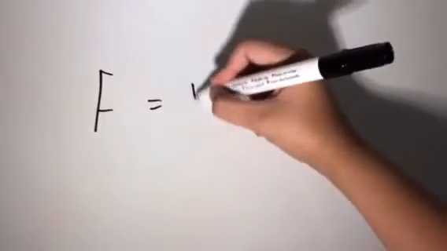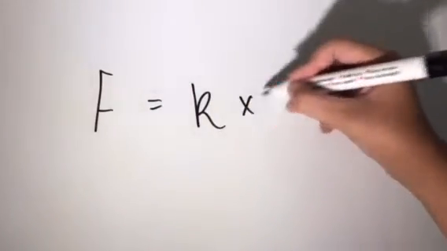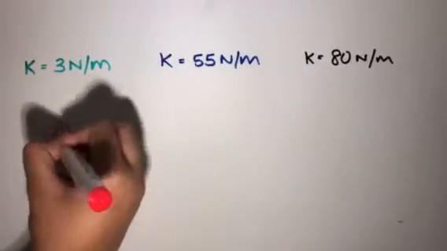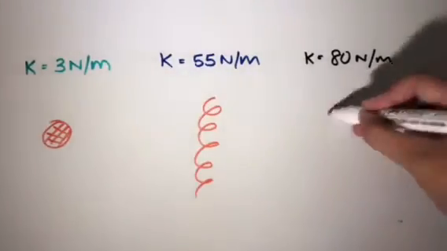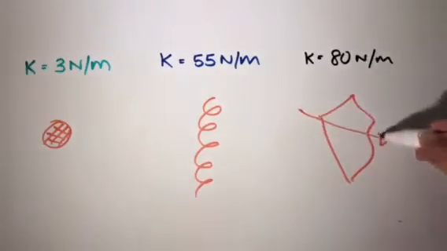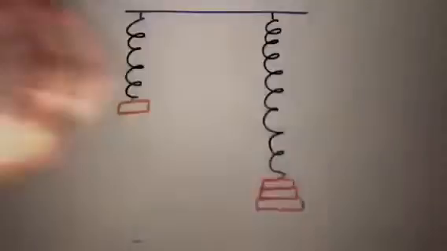The force, extension, and spring constant are related by this equation. Force equals spring constant multiplied by extension. The spring constant is different for different objects, and it is the force needed to produce an extension of 1 meter.